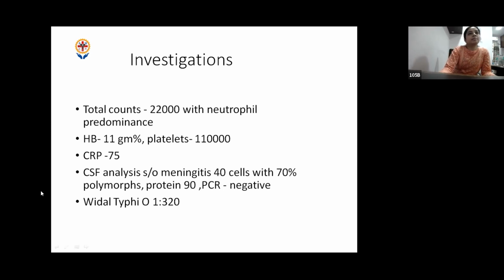We did CSF analysis the next day, once the sensorium was better and we thought there was no cerebral edema, after we took all anti-edema measures. CSF showed 40 cells with polymorph predominance and significant protein. We sent a PCR, that is, the meningoencephalitis panel, from the CSF sample. It was negative. And we repeated the Widal test. It showed an increase in titers.